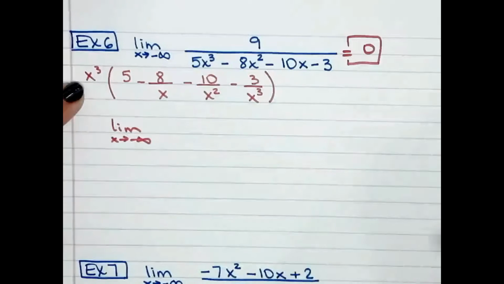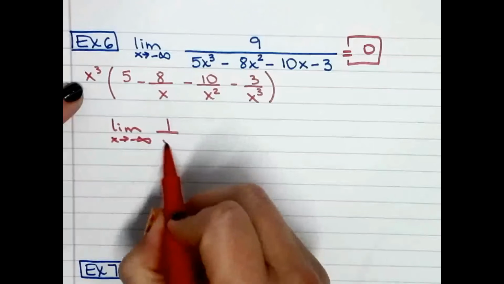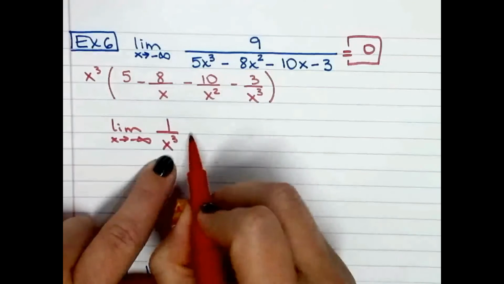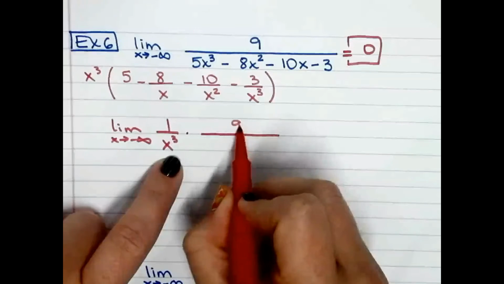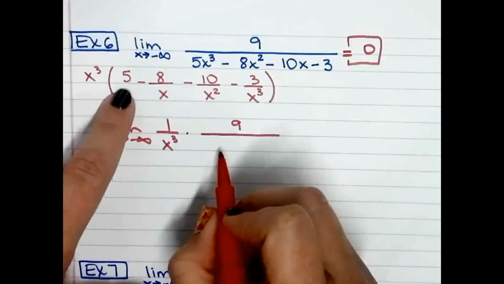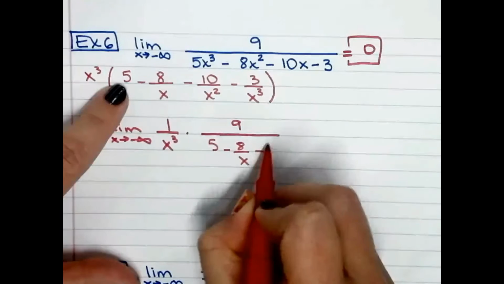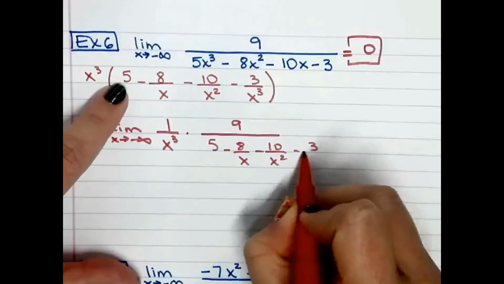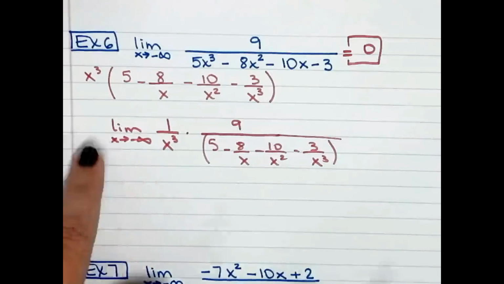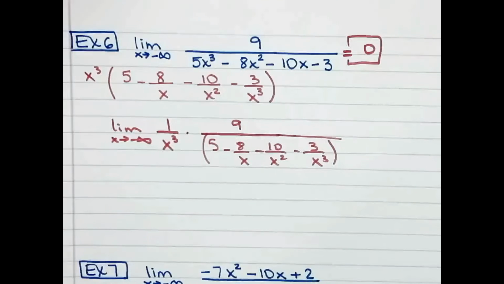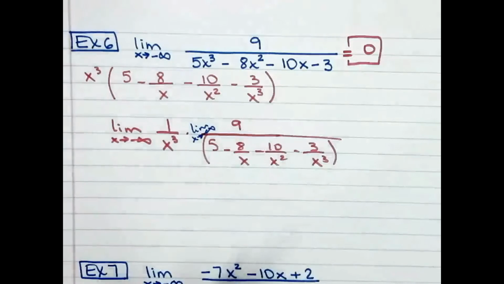Why is that 1 over? Well, because it's in the denominator. Okay, I have 1 over x cubed that I factored out. And then I have 9 on the numerator, and then everything else right here that I just got the factors. Okay, and you know I can at this point split that in two limits. So this is also the limit as x approaches negative infinity right there.